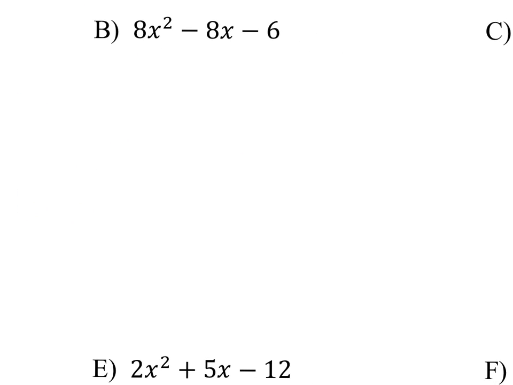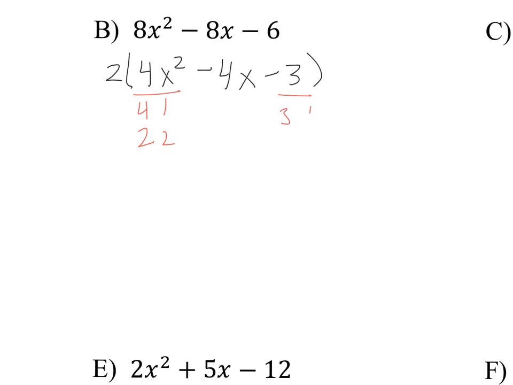Again, before you do anything else, you want to see what can you take out here. 8, 8, and 6 all have a factor of 2 in common. You do not get rid of the 2. You just make sure that it stays there. So now this one is a little bit different. So my factors for my A value is either 4 and 1 or 2 and 2. Factors of 3 are just 3 and 1.